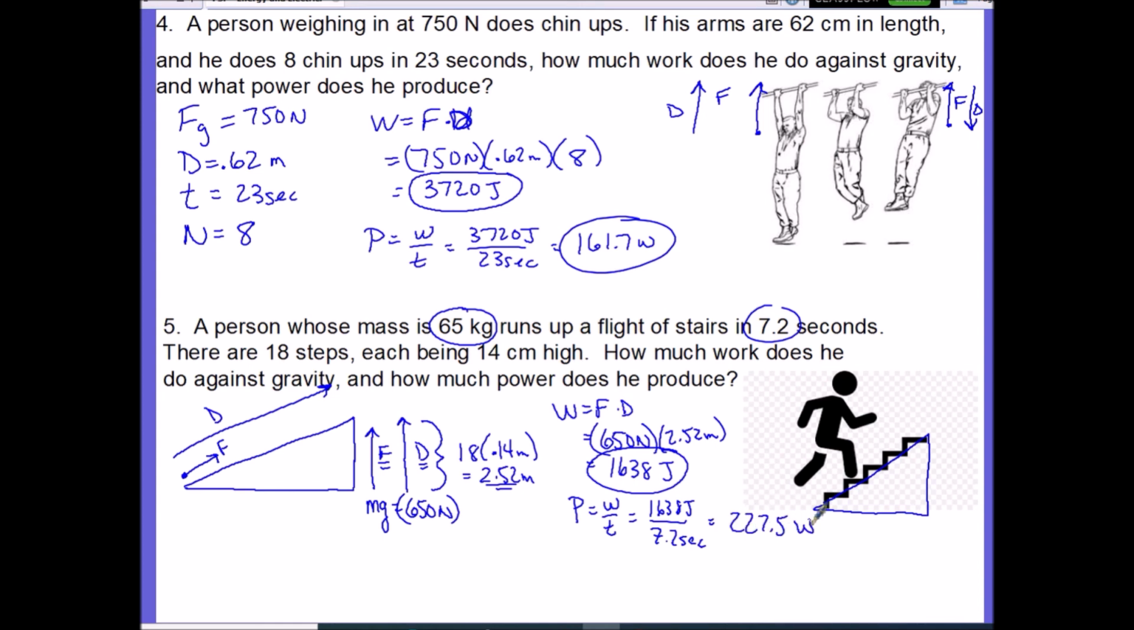227.5 watts. So there we go, 5 problems showing you how we might use the power equations and how it's related to work. And that completes the lesson for power.